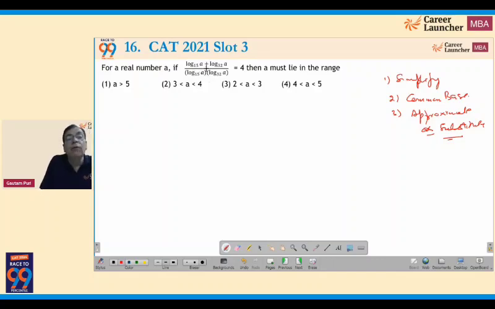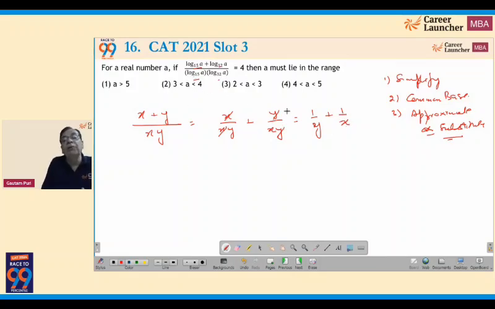Log of 15, log of a base 15 plus log. Now look at this question. Is it not x plus y upon xy? These two are the same. Can I not write it as x upon xy plus y upon xy? What does that become equal to? Now, I need to simplify. This is a simplification which I have done. So effectively, what is this expression equal to?